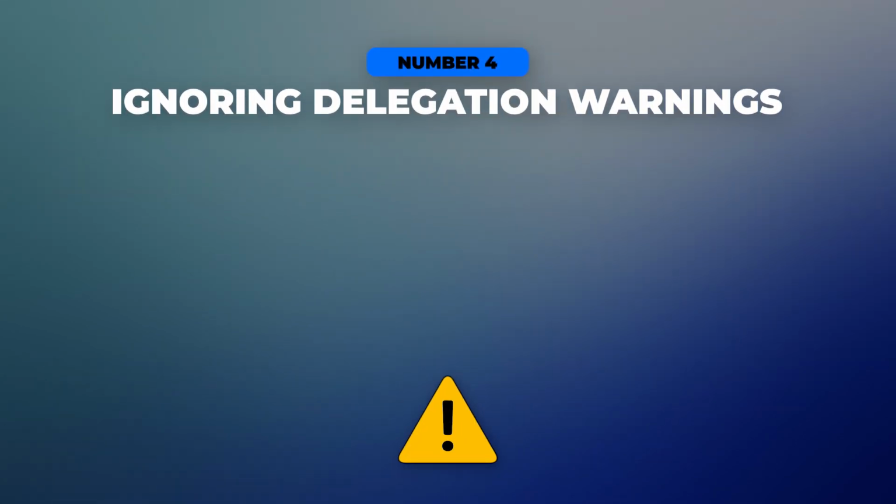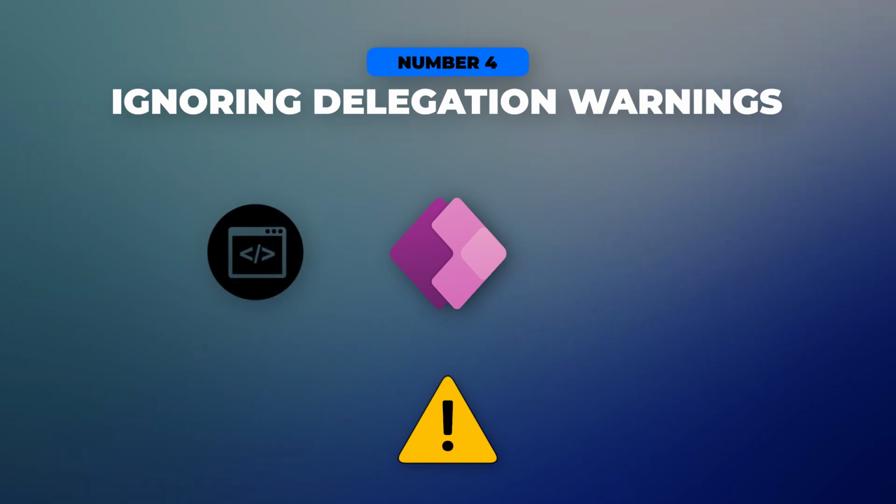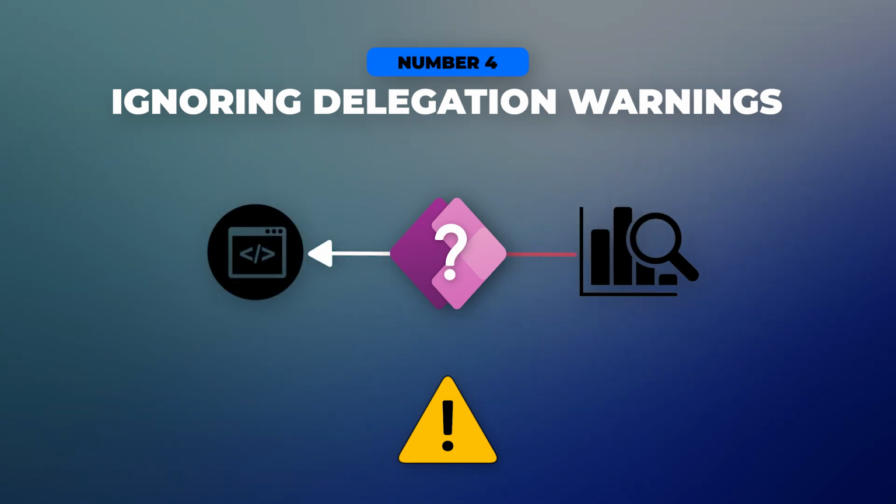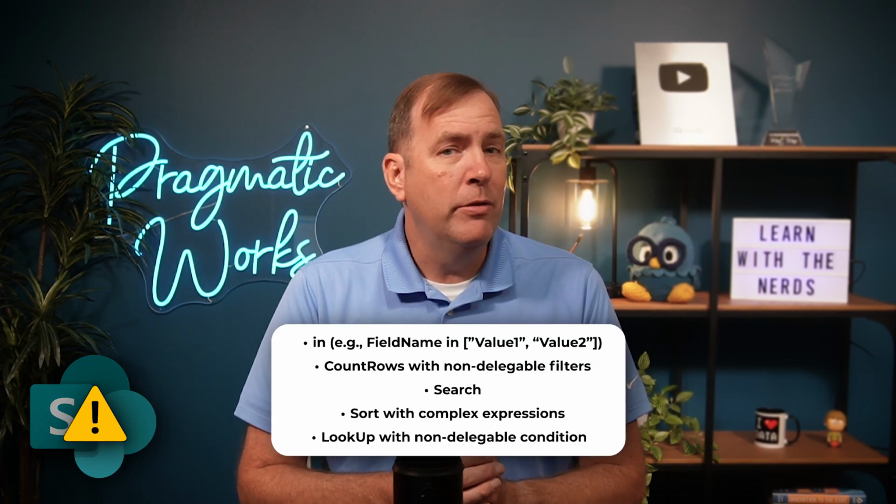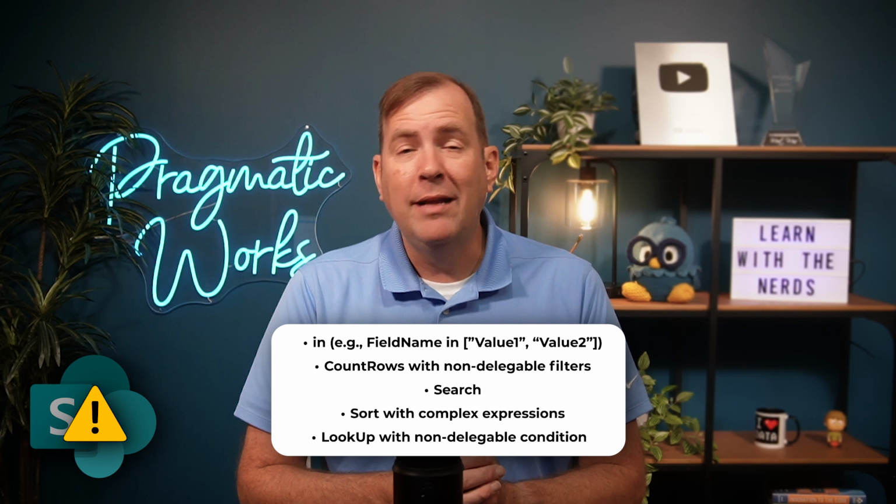Delegation warnings are where Power Apps can't figure out how to translate your code into a query against whatever data source you're using. SharePoint is notoriously bad about this. There are certain types of functions that, if you use them, will cause delegation warnings. So what happens here? Let's take a look at this application right here.